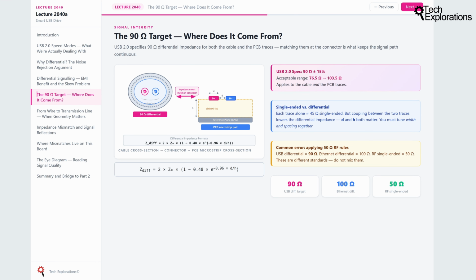The USB 2.0 specification sets the differential characteristic impedance of the D+ D- pair at 90 ohms, with a tolerance of plus or minus 15%. That gives an acceptable range of 76.5 to 103 ohms.